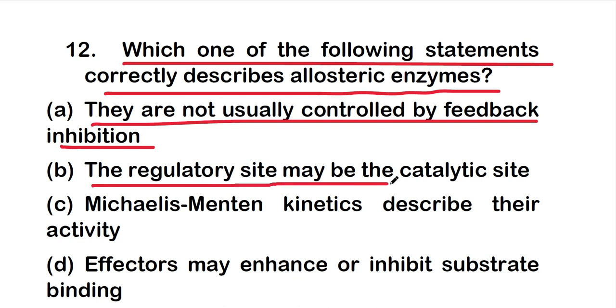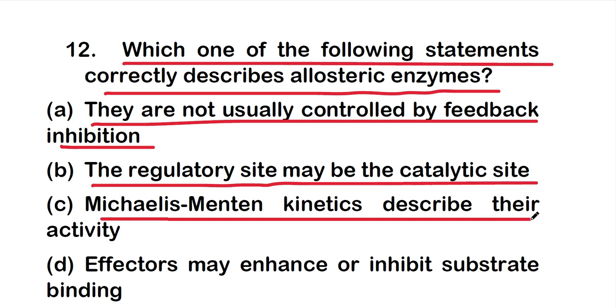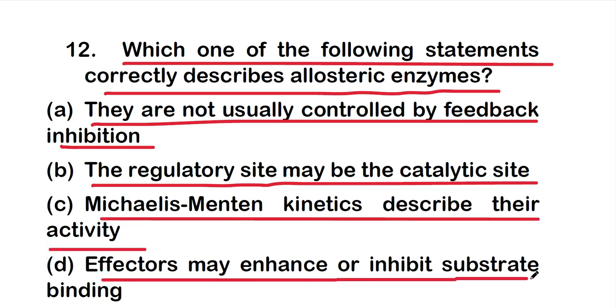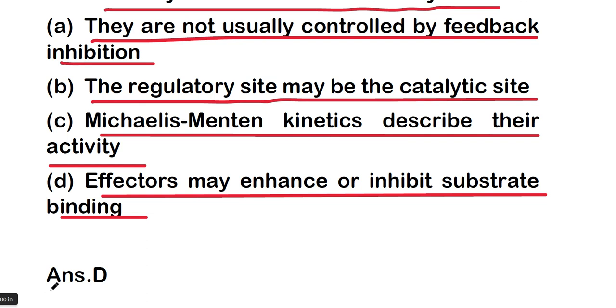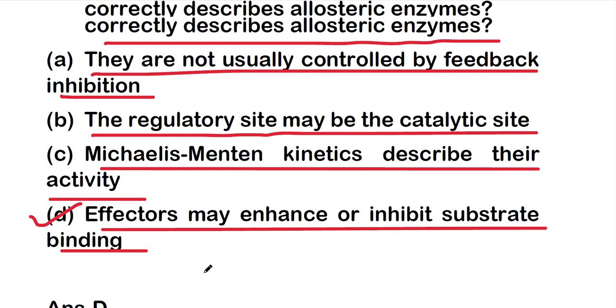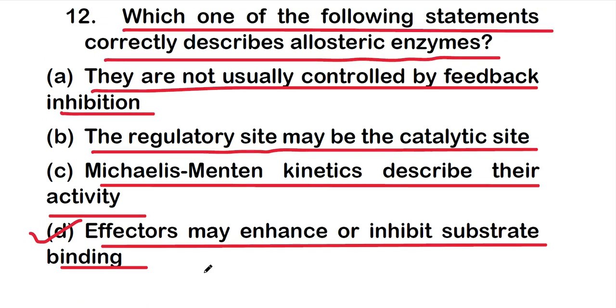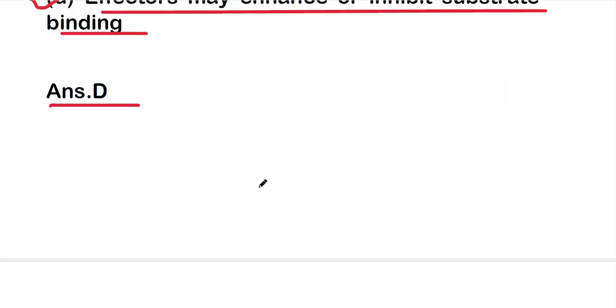The regulatory site may be the catalytic site, or Michaelis-Menten kinetics describe their activity, or effectors may enhance or inhibit substrate binding. So the right answer about the allosteric enzyme is option D, that is effectors may enhance or inhibit substrate binding. Okay, so move on to the next question.